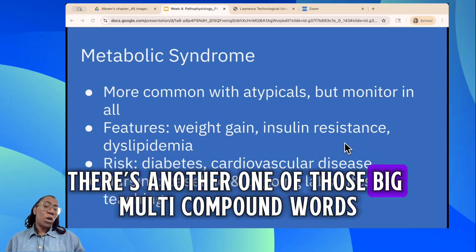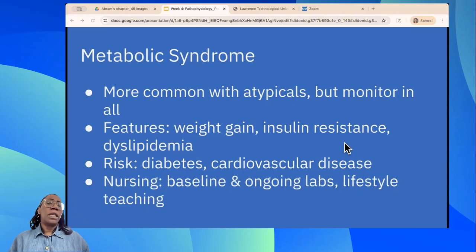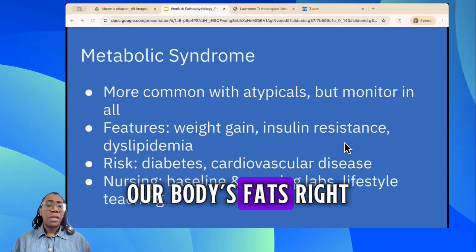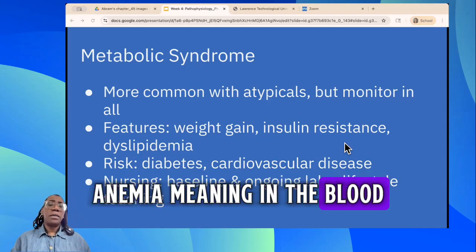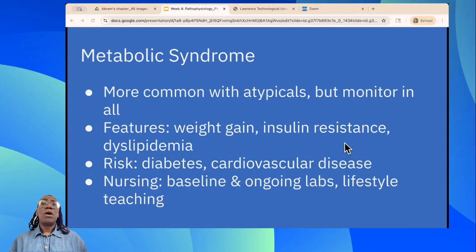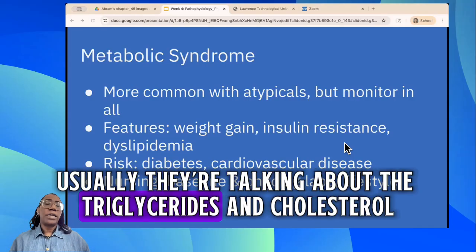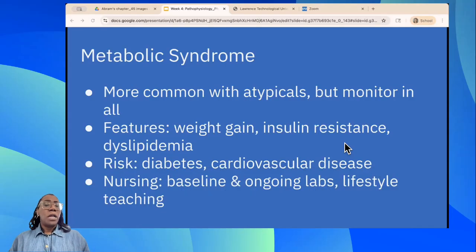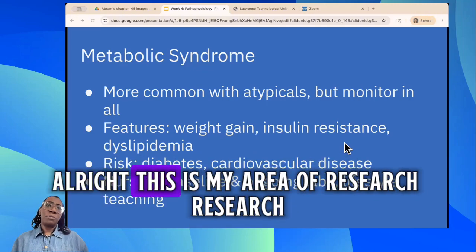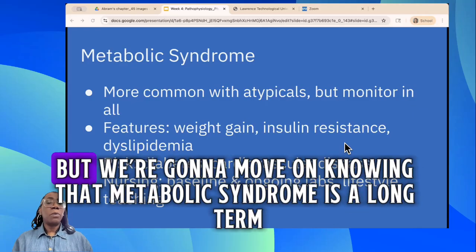All right, and then dyslipidemia. There's another one of those big multi-compound words. Dys meaning not regulated, lipid meaning our lipids or our body's fats, right? Emia, meaning in the blood. All right. So a person who's dyslipidemic might have an elevated cholesterol or an elevated triglycerides. Usually they're talking about the triglycerides and cholesterol. All right, and what are the risks here? Cardiovascular disease and diabetes. All right, this is my area of research, metabolic syndrome. So I could talk about this all day, but we're going to move on.